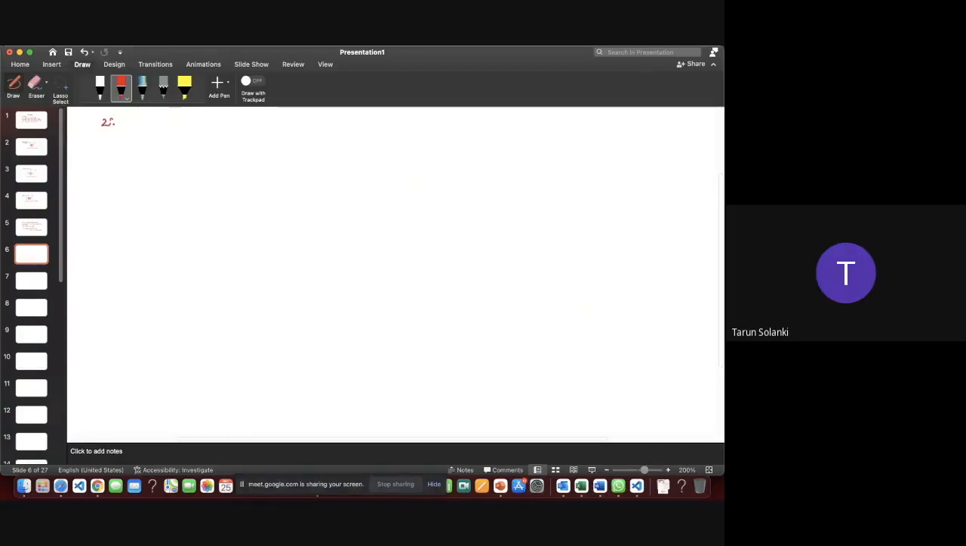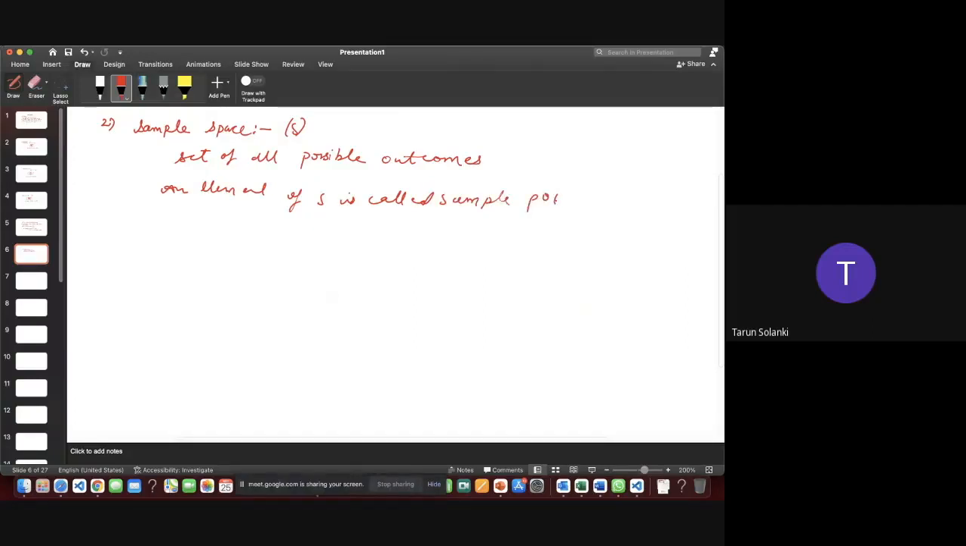Next is sample space. So the set of all possible outcomes of an experiment is called sample space. It is denoted by S. Means set of all possible outcomes. And an element of S is called a sample point or sample element.